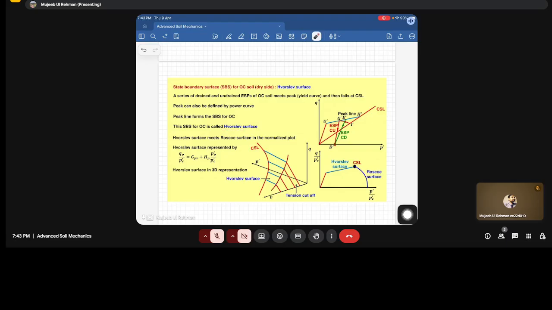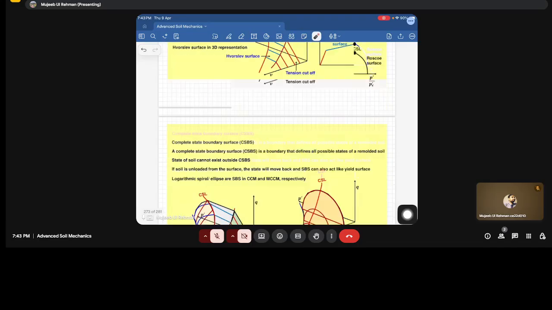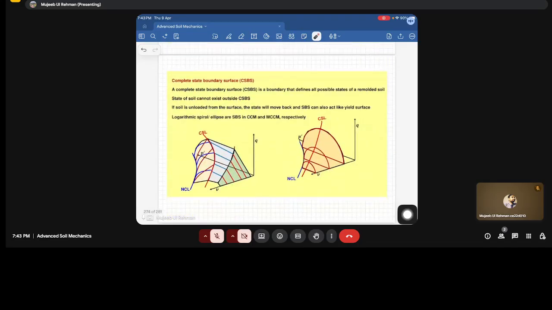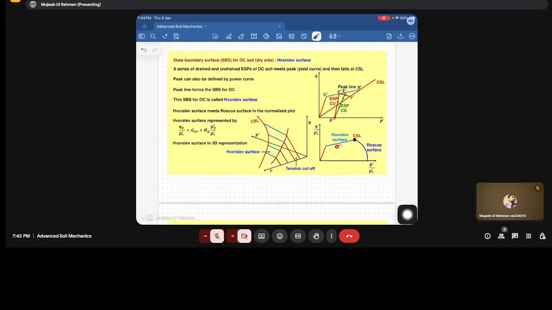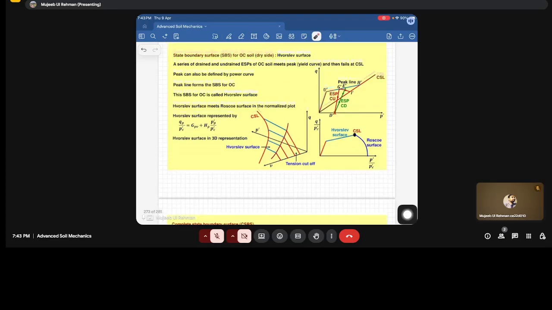The Hvorslev surface meets the Roscoe surface in the normalized plot. You can see in the normalized plot of q/p' and p'/p'c, they meet at the CSL. The Hvorslev surface is represented by this equation, and this is a 3D representation of it, along with the tension cutoff. Now we have the Roscoe surface, the Hvorslev surface, and the tension cutoff, so we can present a complete state boundary surface.